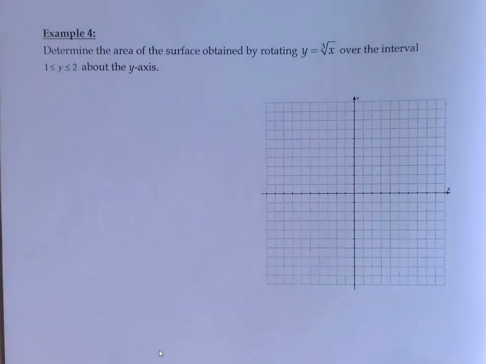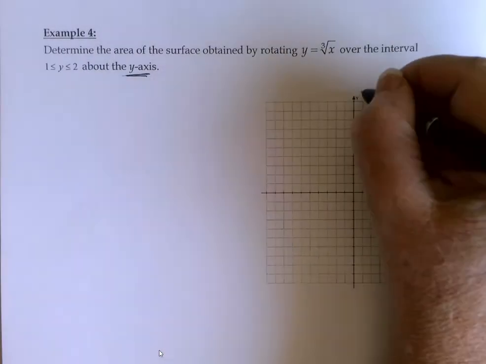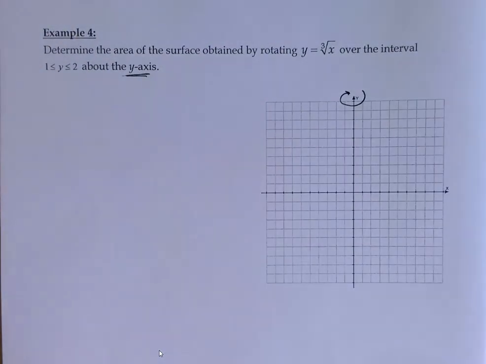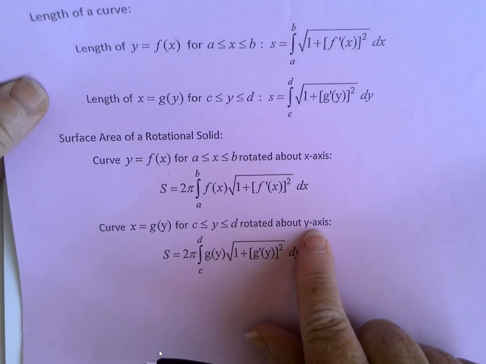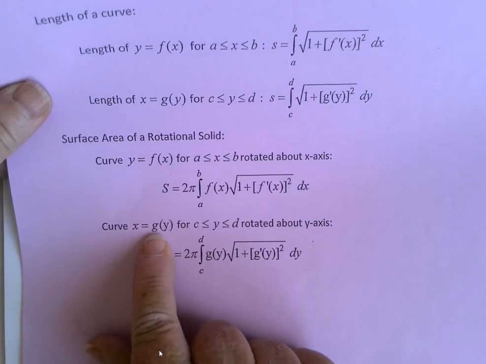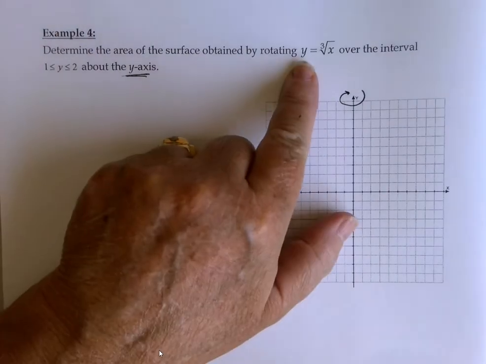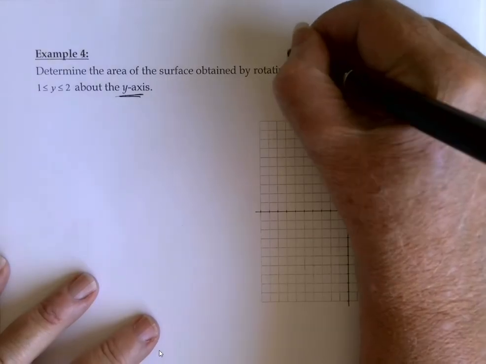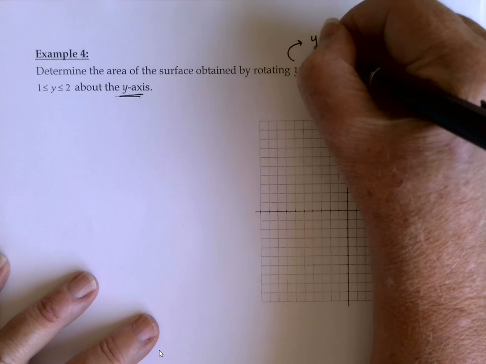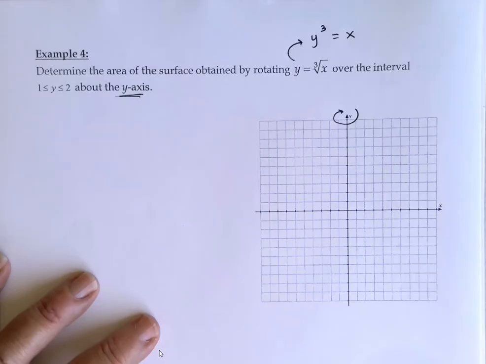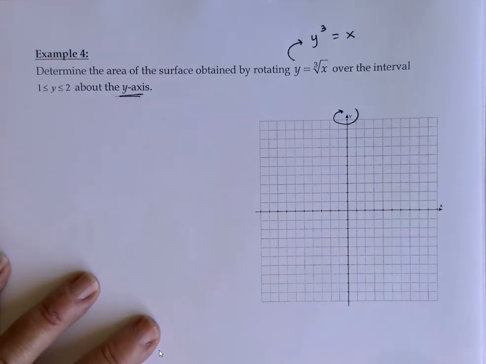We want to find the area of the surface obtained by rotating y is equal to the cube root of x over the interval from 1 to 2, y equals 1 to y equals 2 specifically, and we're rotating about the y-axis. So we're going this way. Since I'm going around the y-axis, I must have my equation in the form x equals g of y. And I don't think I've got that this time. I don't have x equals yet, so let's get that first. If I cube both sides, x would equal y cubed.